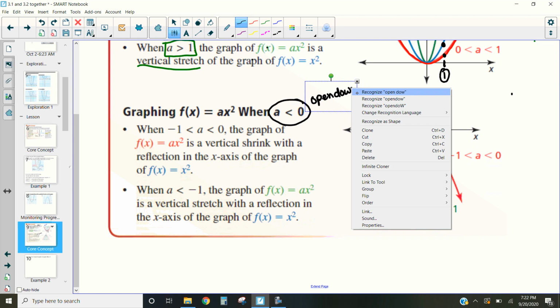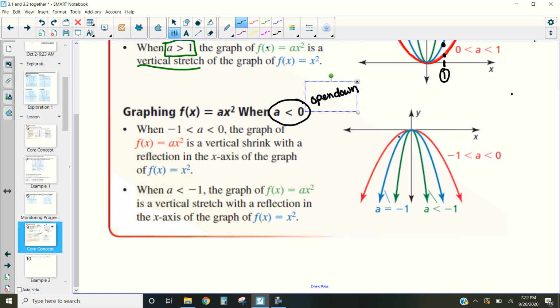Or if it's negative, it looks like a frowny face. It opens down. So you can draw these cute little eyes. As we are looking at this function and we see when a is negative, the very first thing is it opens down. That's what happens. And then we look at the two conditions.